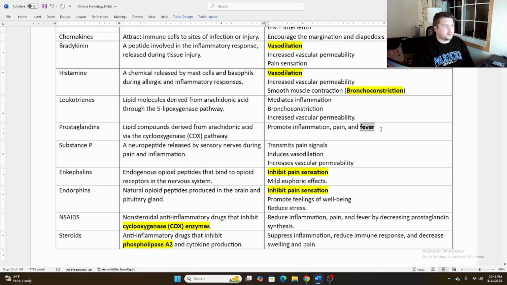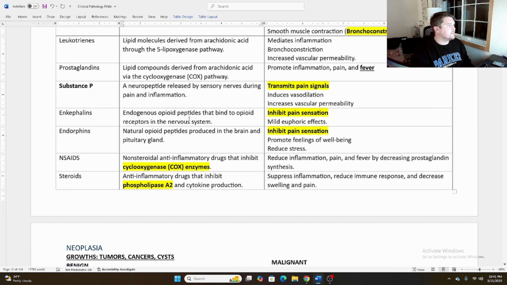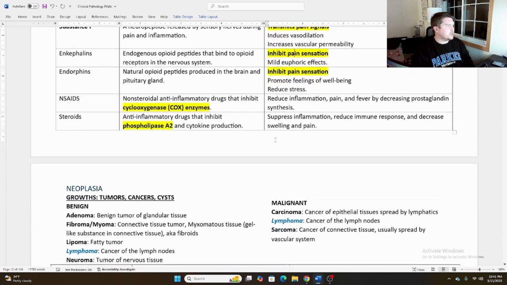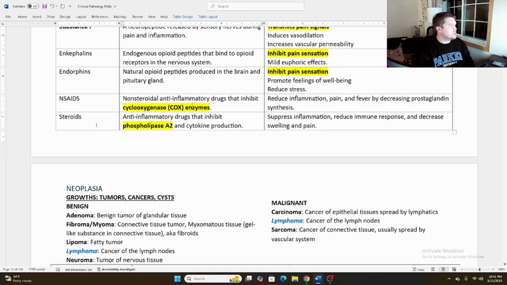Prostaglandins, they're responsible for fever. Substance P, this is what transmits our pain signals. More recently they'd like to ask questions about substance P, specifically like what are its functions. Enkephalins and endorphins inhibit pain sensation. NSAIDs inhibit the COX or the cyclooxygenase enzymes. Steroids, they inhibit phospholipase A2 and cytokine production.